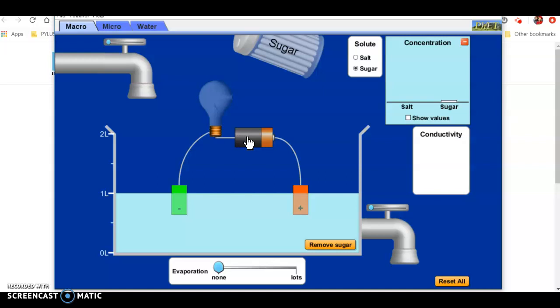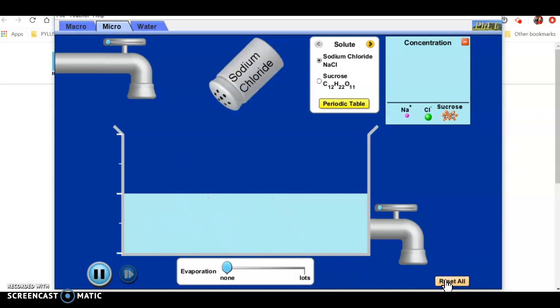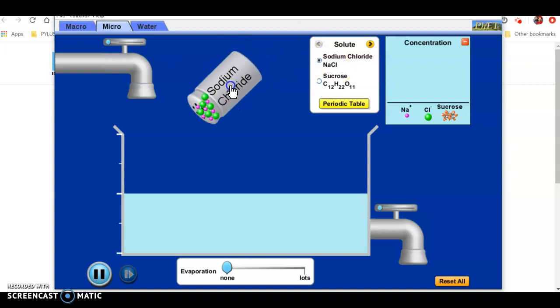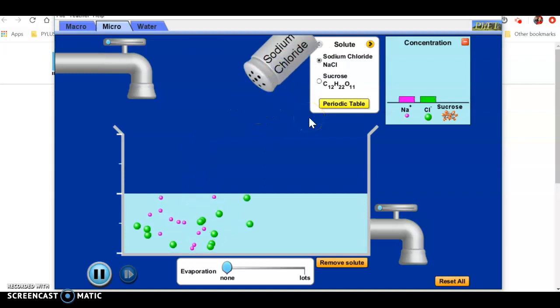Next part, have some questions about salt and sugar, and then go to the micro tab. So I'm going to reset this. You have to identify about sodium chloride and sucrose, about whether it's ionic or molecular. Do a little research in your textbook or your notes if you need to. So let's start with some salt. So I put some salt in there. There's not that much in there. There's only a couple crystals in there.